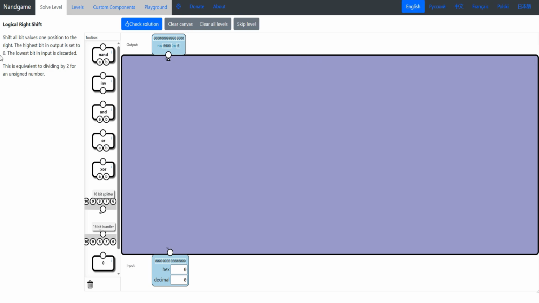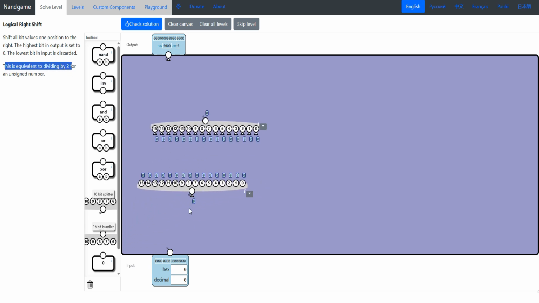Moving on. Logical right shift. Shift all bit values one position to the right. The highest bit in the output is set to 0. The lowest bit in input is discarded. And because the left shift was like multiplying, the right shift is like dividing. And if you understood the last one, this one should be simple.